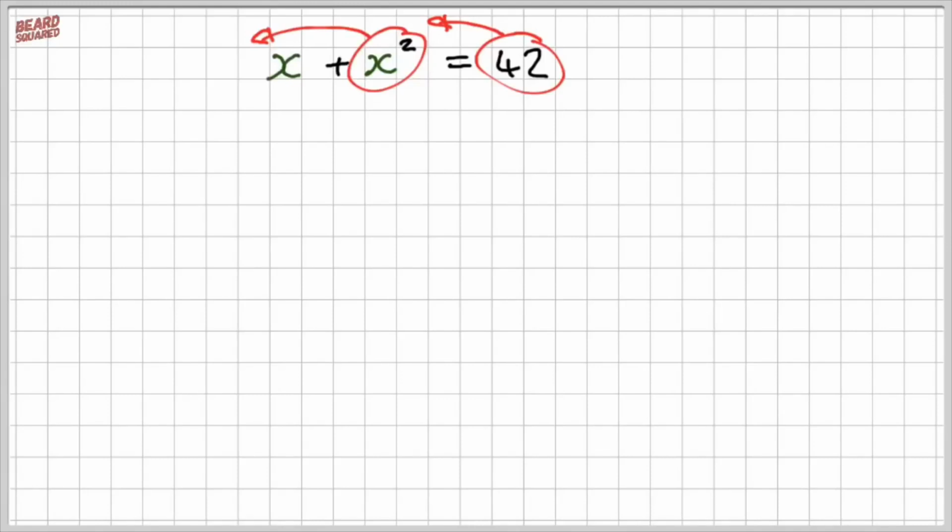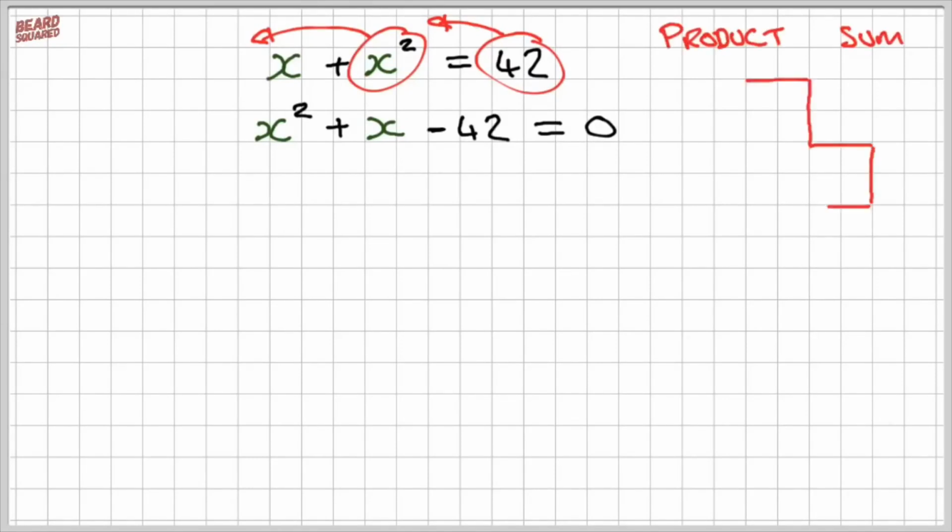I'm going to move the x squared to the front and I'm going to move 42 to the left-hand side. Now, in order for me to move 42 to the left-hand side, I'm going to use inverse operations. So that becomes negative 42. And of course, I'm equating this to 0 because I'm going to be using the null factor. Now, in order to solve this quadratic equation, I'm going to be using the product sum.